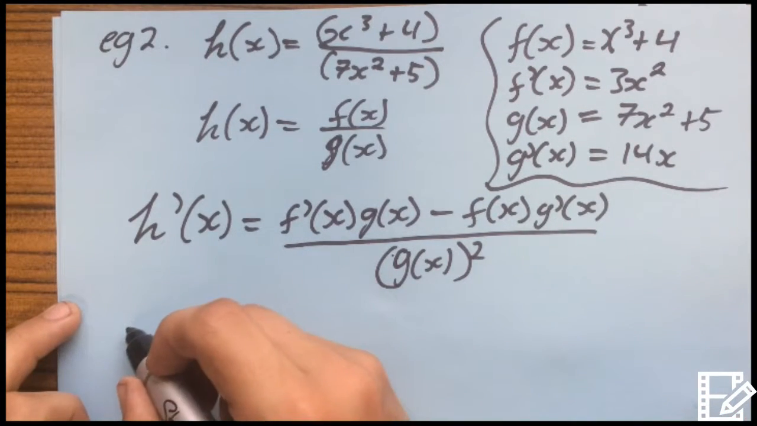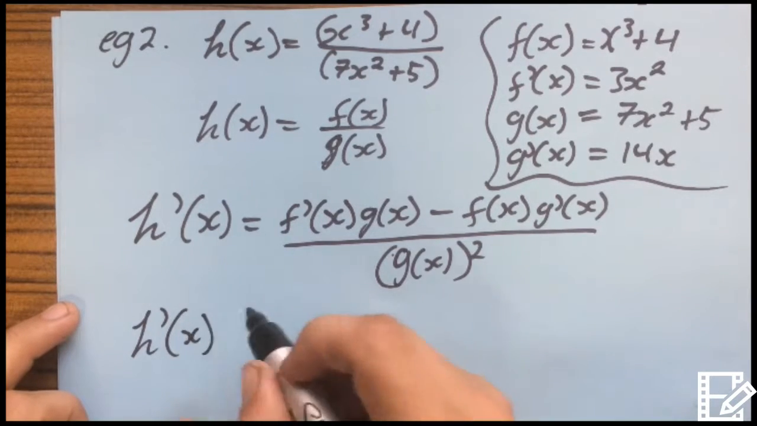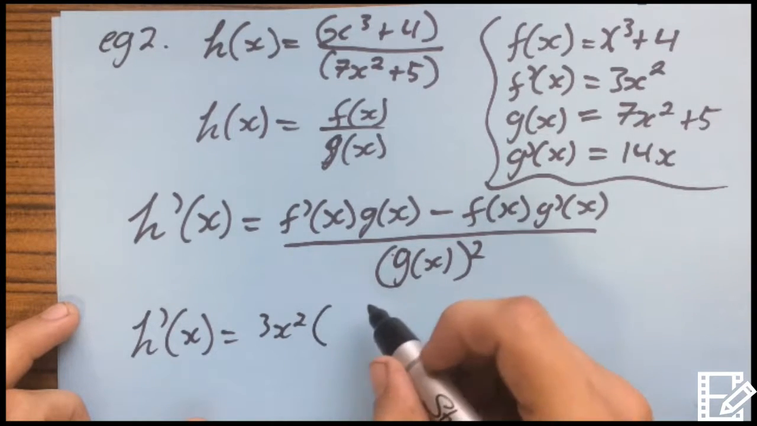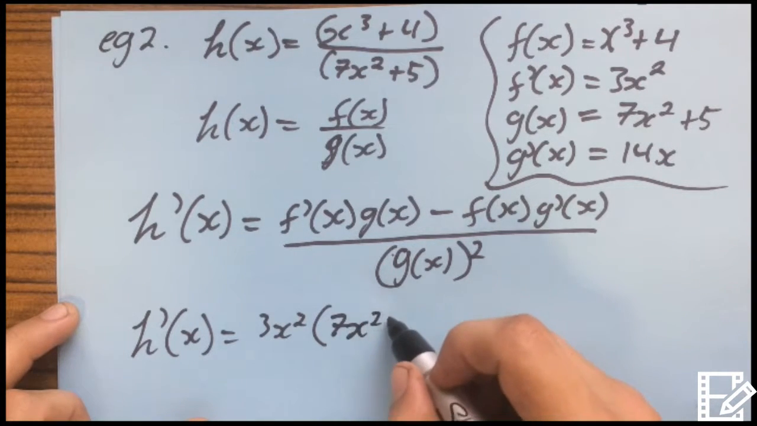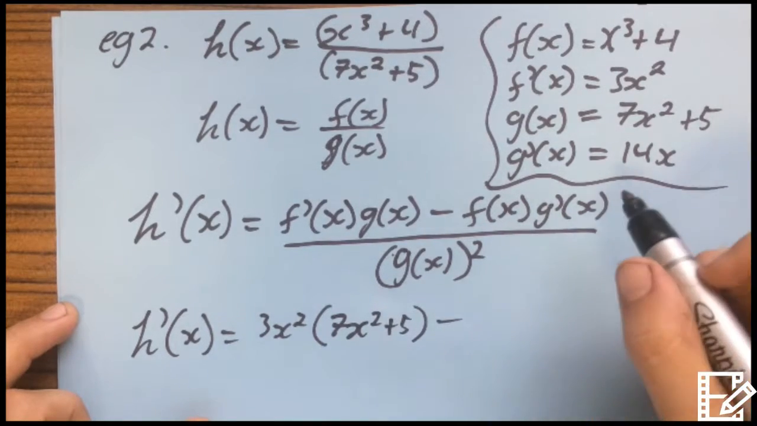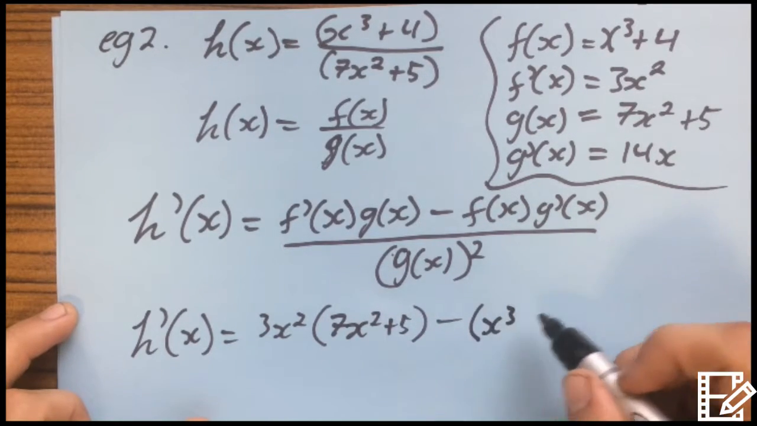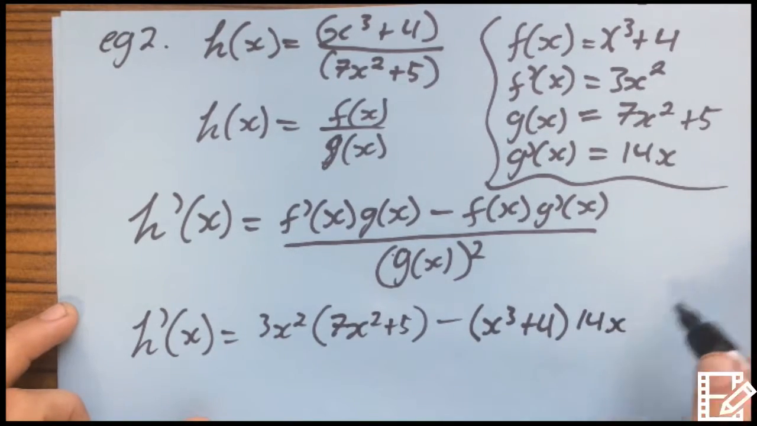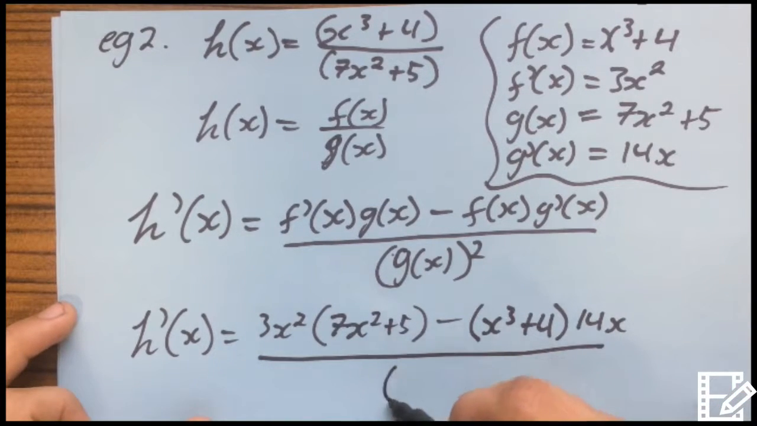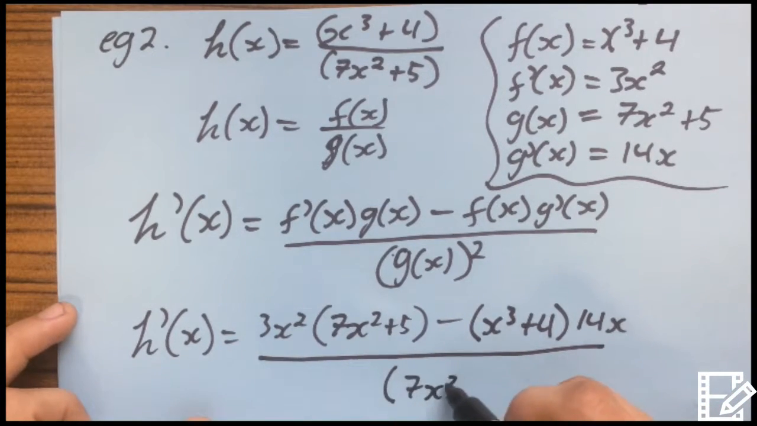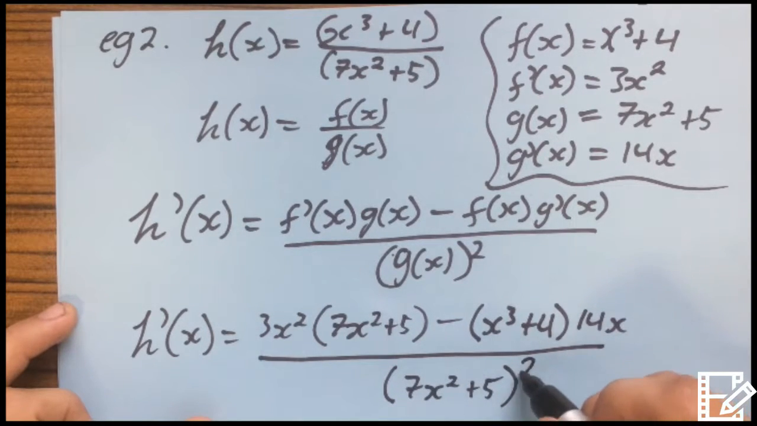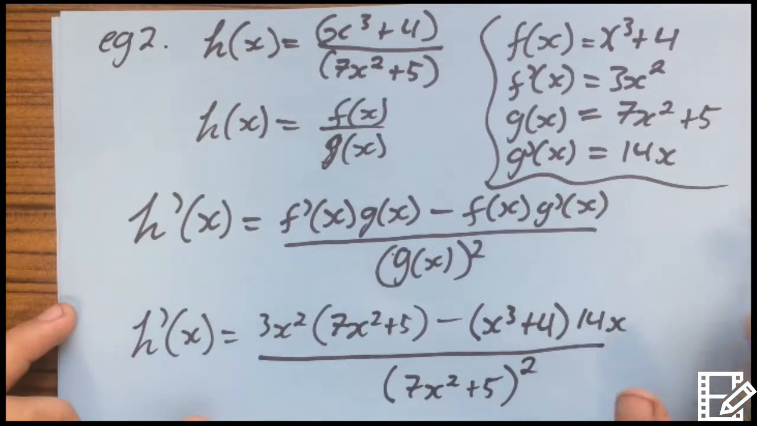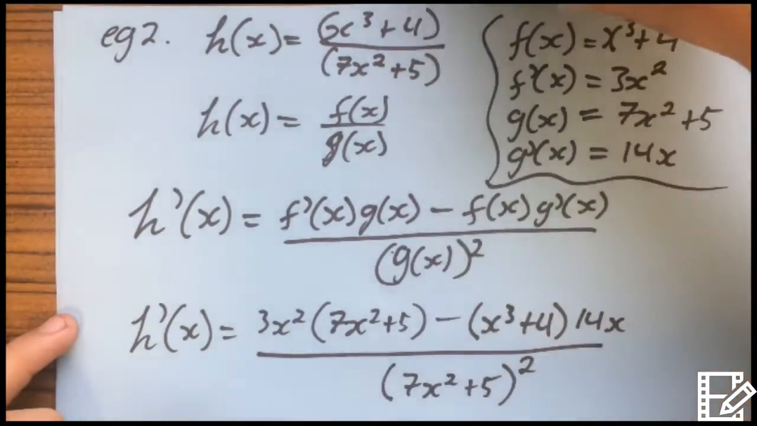So, if we sub that in, what we now have is f(x)'s derivative, 3x squared, multiplied by g(x), 7x squared plus 5, minus f(x), multiplied by g dash of x, which is 14x, all over g(x), which is 7x squared plus 5, squared. Now you can make it look pretty or simplify it further. I'm going to leave it there. Looks pretty enough to me. And do another example.